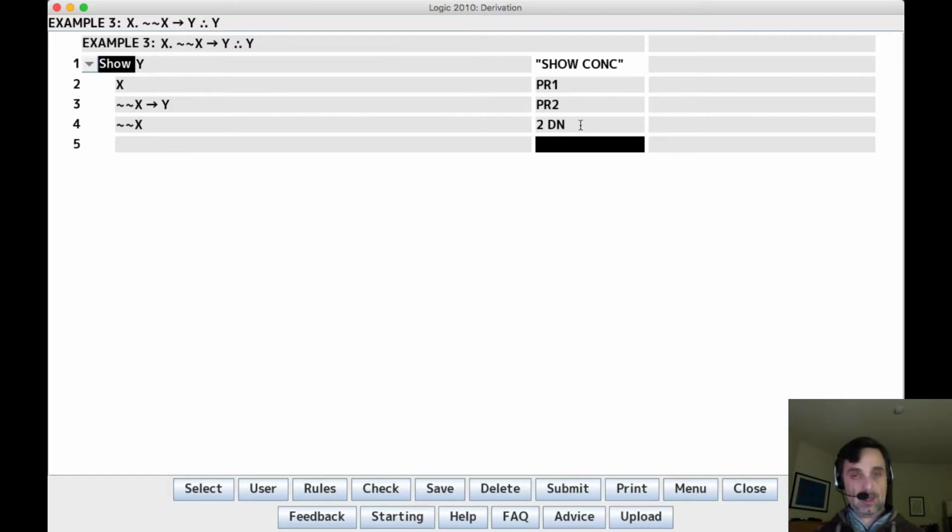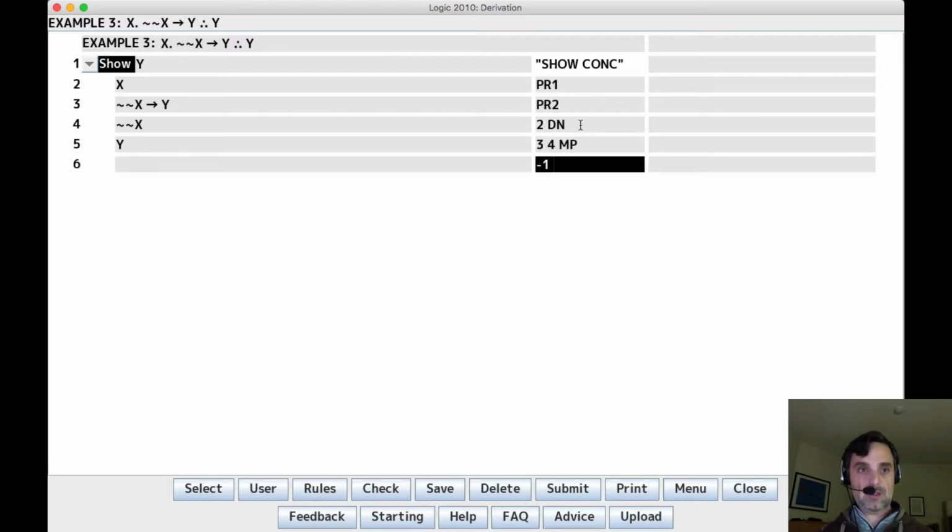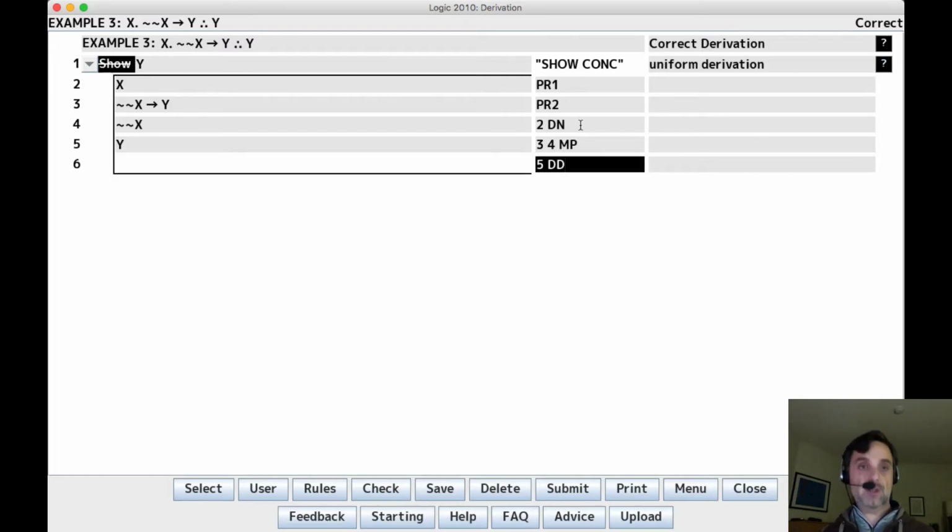So when you have a conditional and its antecedent, however complex they are, doesn't matter. If you have the conditional and its antecedent, you can do modus ponens, and that gives us line 5, which is the conclusion, and so we can say direct derivation, and our derivation is complete. So here it's slightly more complicated because we had to do double negation first, and then modus ponens.